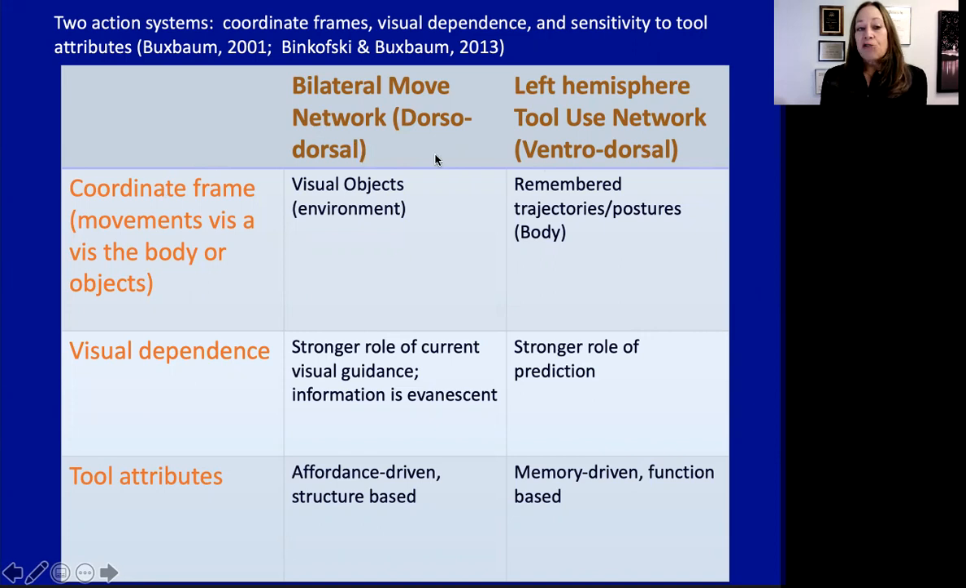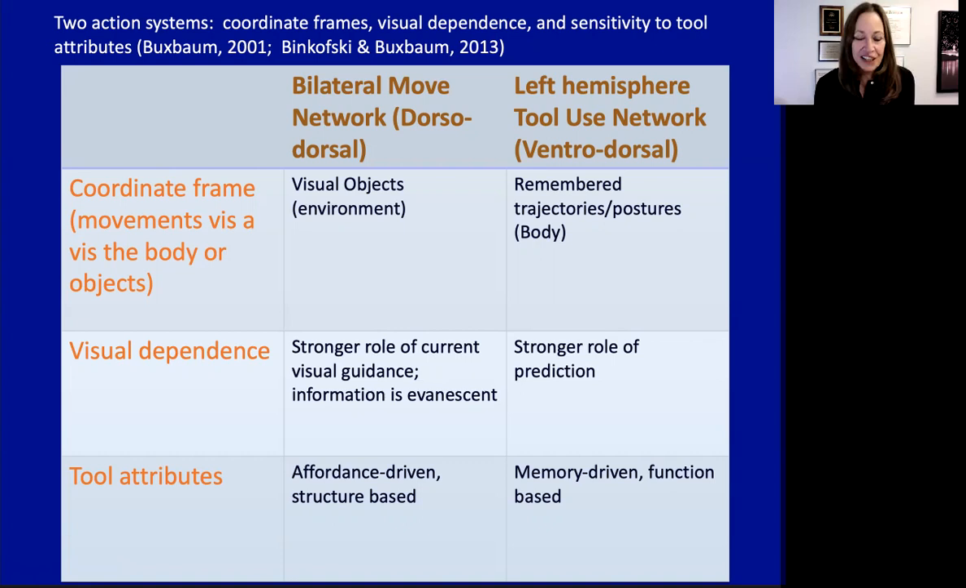The bilateral move network is specialized for actions based on currently visualized objects. Whereas the left lateralized system is specialized for remembered trajectories and postures. The dorso-dorsal stream is a system that is based on current visual guidance, and the information in that system is evanescent, rapidly decaying. Whereas the left hemisphere tool use network is specialized for predictive actions based on a stored representation of what the actions are supposed to look and feel like. And I'm going to say more about that in a minute.